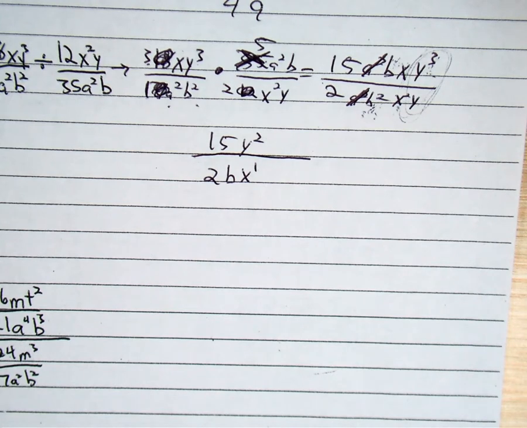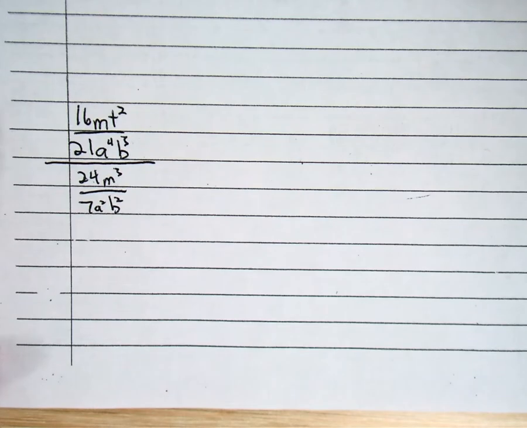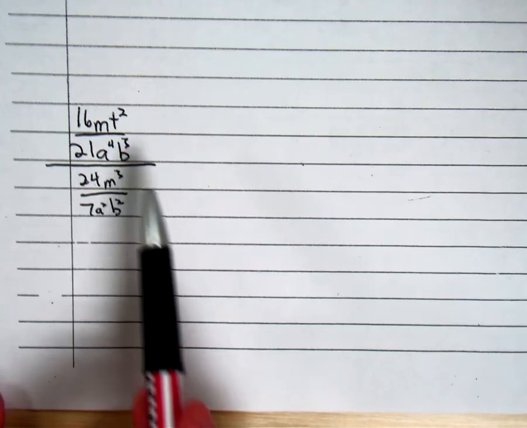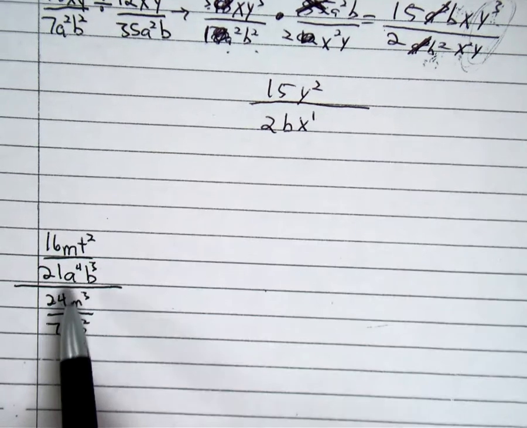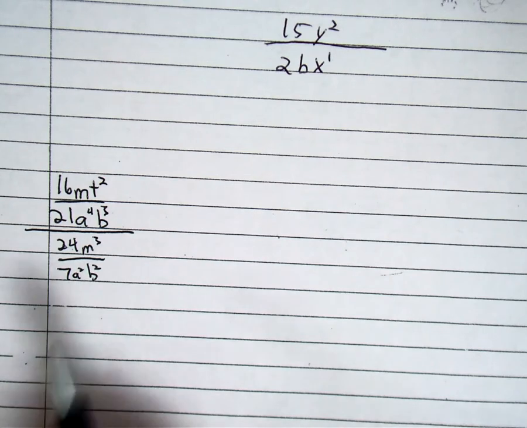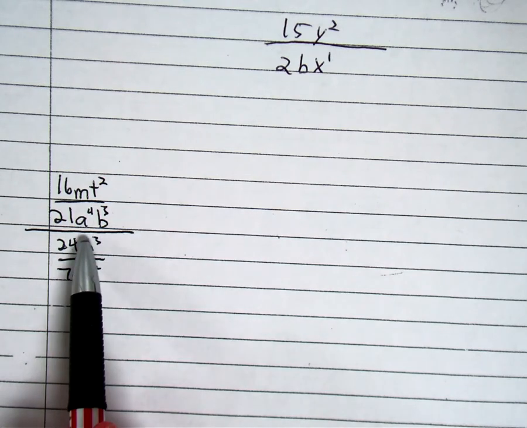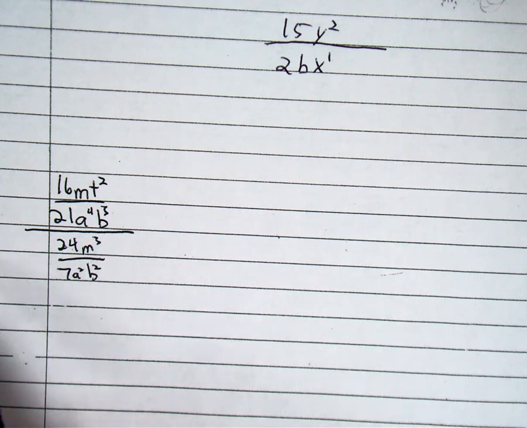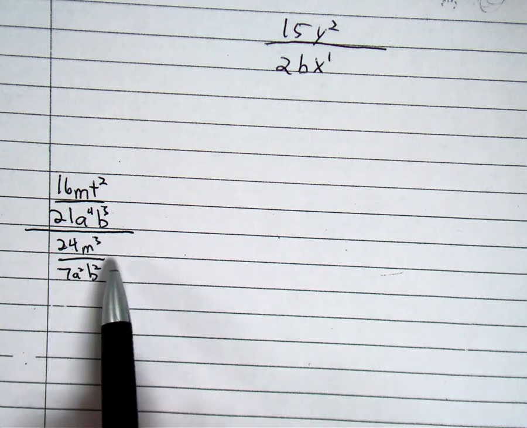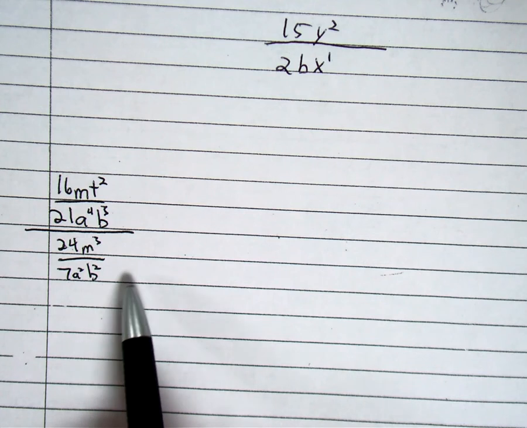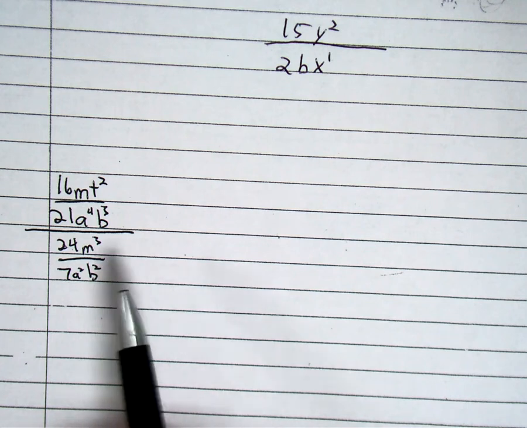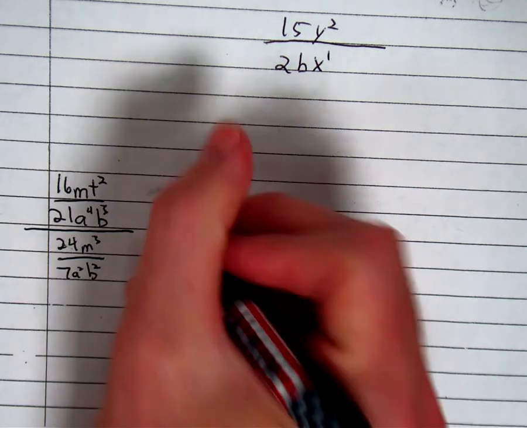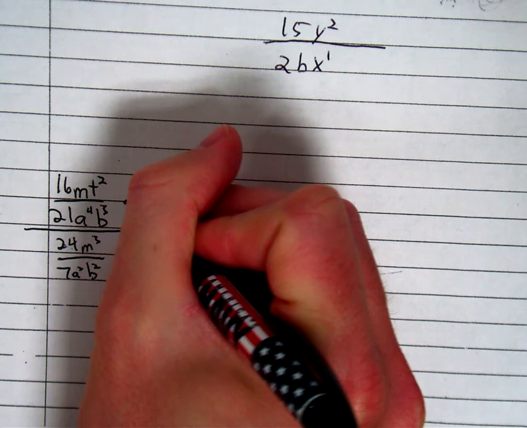Okay, una más. One more for you. It's another division one. Now this is just another way of writing this. It's not all that different. 16m squared t squared over 21a to the fourth b to the third, divided by 24m to the third over 7a squared b squared. Fraction divided by a fraction. We're going to change this to multiplication and multiply by the reciprocal.